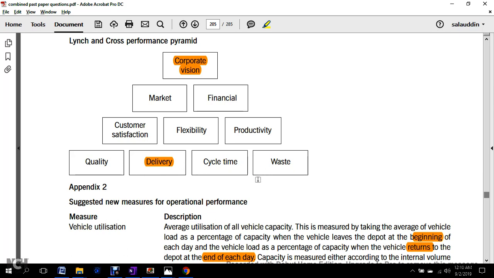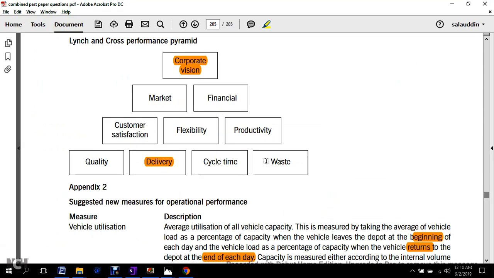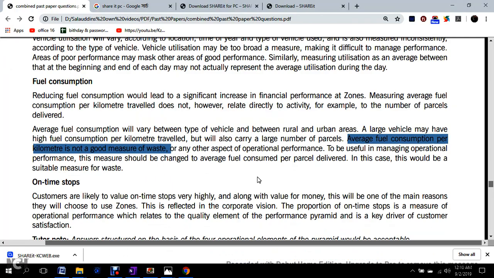That can be suitable for waste. I was checking where it is suitable. It can be suitable for waste. I'm saying again, average fuel consumption per kilometer is not a good measure of waste, so to make it good, we can change it to average fuel consumed per parcel delivered.